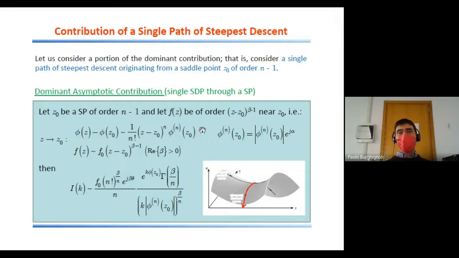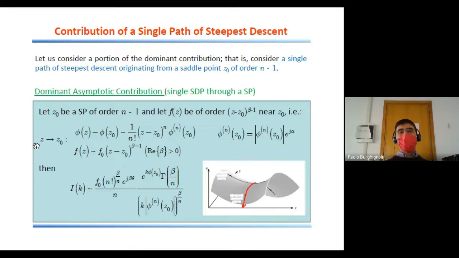The first non-zero term is of order n, where the derivative of order small n is given by this form in the polar representation, where alpha is its argument. And furthermore, the function f is asymptotic to some constant f0 times (z minus z0) elevated to beta minus 1, where the real part of beta is assumed to be positive. Otherwise, we would not have an integrable function.